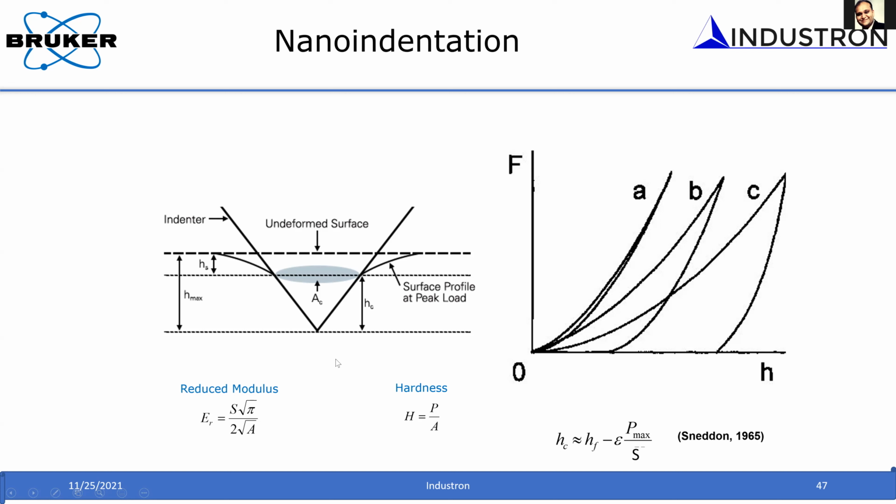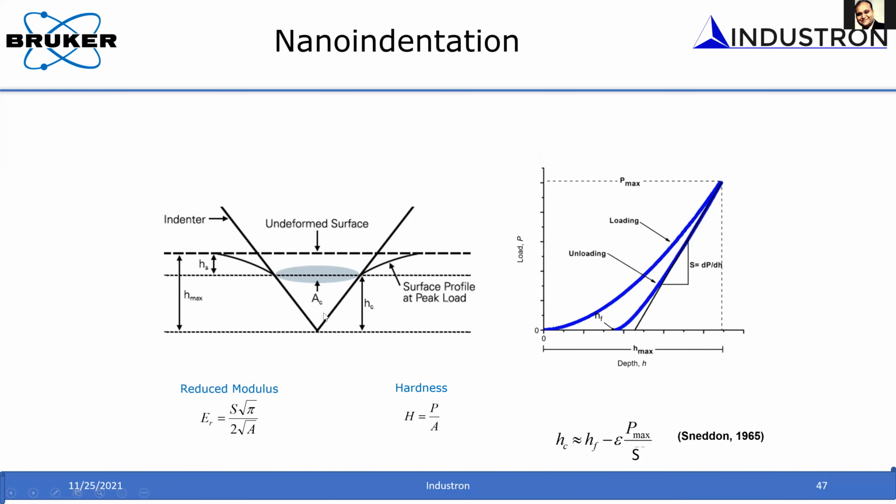For the modulus, you need to know the stiffness of the material, which can be measured from the unloading slope of the load displacement curve, and with the known area that you calculate from the area function, you can calculate the modulus of the material. This is the basics of the nanoindentation technique, the quasi-static nanoindentation technique.